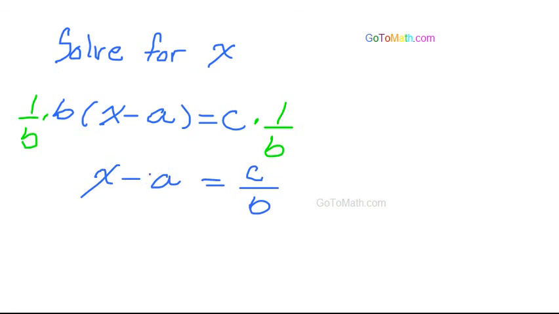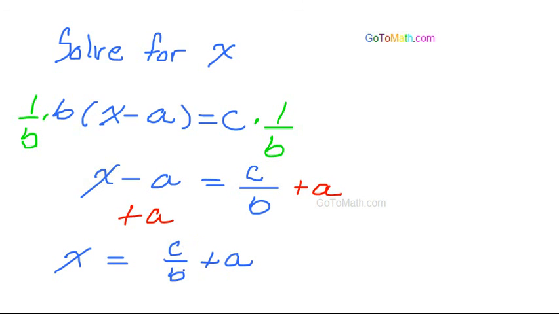Now what we want to do is add a to both sides. Let's get rid of this constant. Add a to both sides. Okay, well, I guess this was a little complicated. X is equal to c over b plus a.